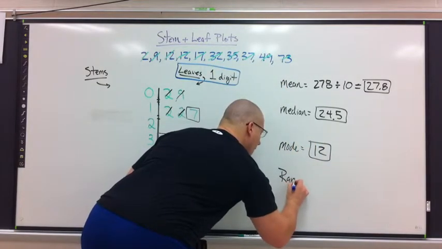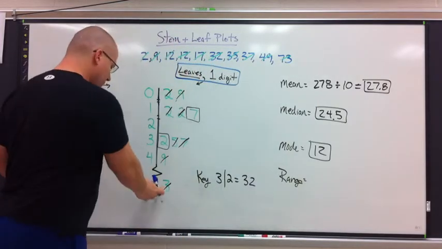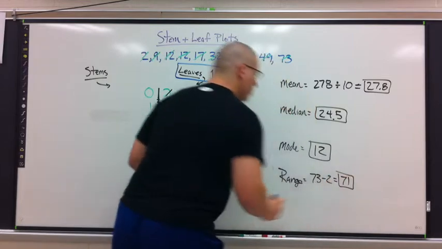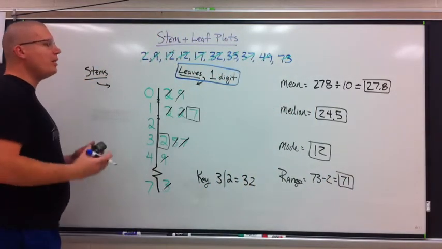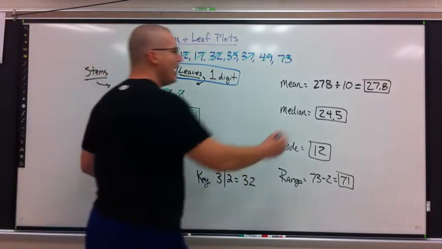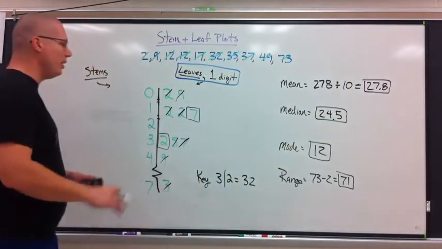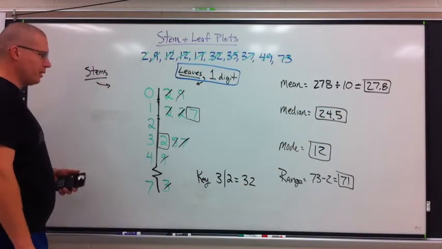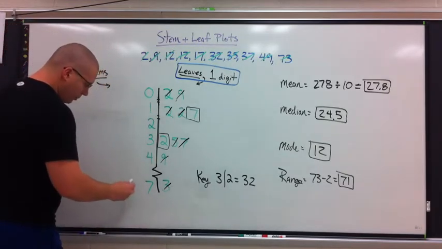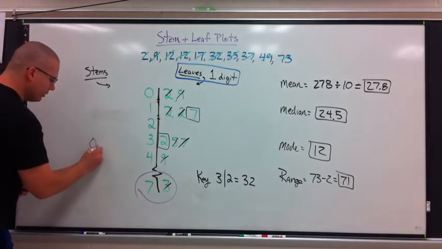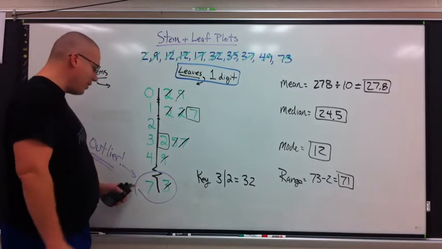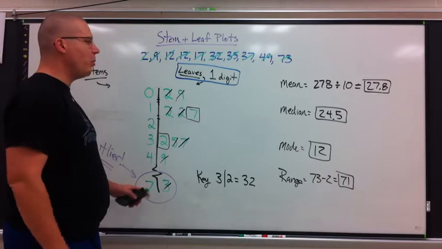Let's do the range while we're at it. Highest minus lowest, 73 minus 2 equals 71. If somebody asked you which average is the best average for this picture, well, you would say, are my averages close together? No, not really. Are there any outliers? Any number that's a lot higher or a lot smaller? I would say so, yes. I would say that 73 is your outlier. So if there is an outlier, which average is the best one?